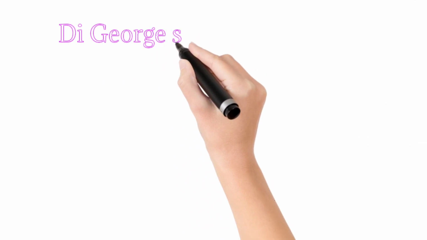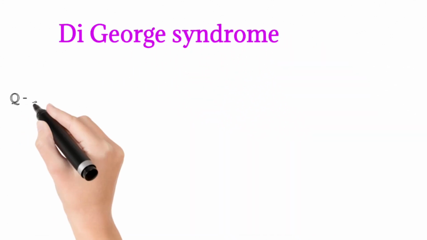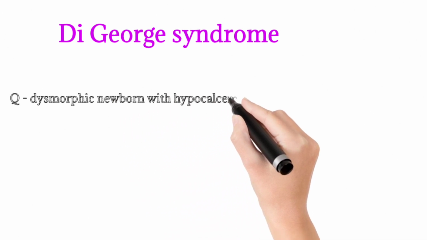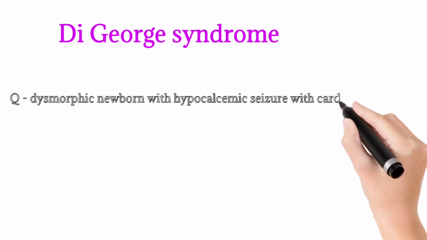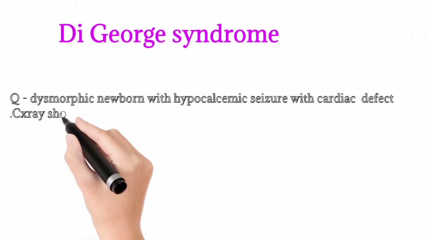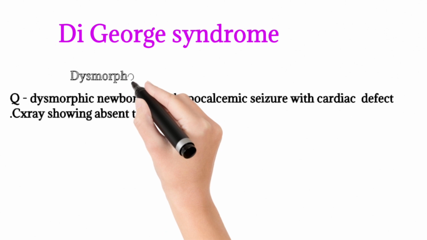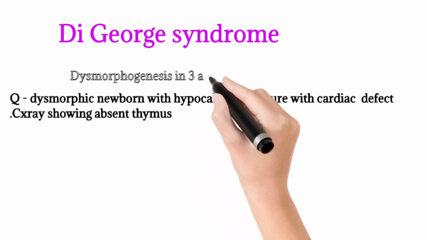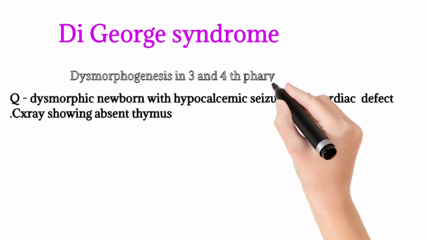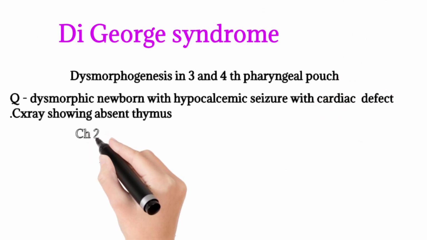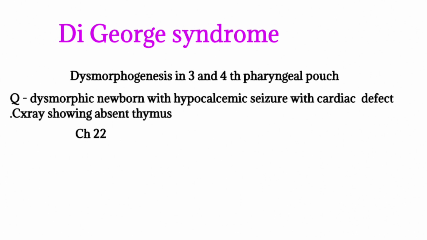Now, an important topic, we have DiGeorge syndrome. Questions are also frequently asked. There is a dysmorphic newborn with hypocalcemic seizure, with cardiac murmur or defect with CHF, and X-ray showing absent thymus. Here, third and fourth pharyngeal pouch, there is dysmorphogenesis, and the chromosome is 22. All these questions are asked, so you have to remember all the points.